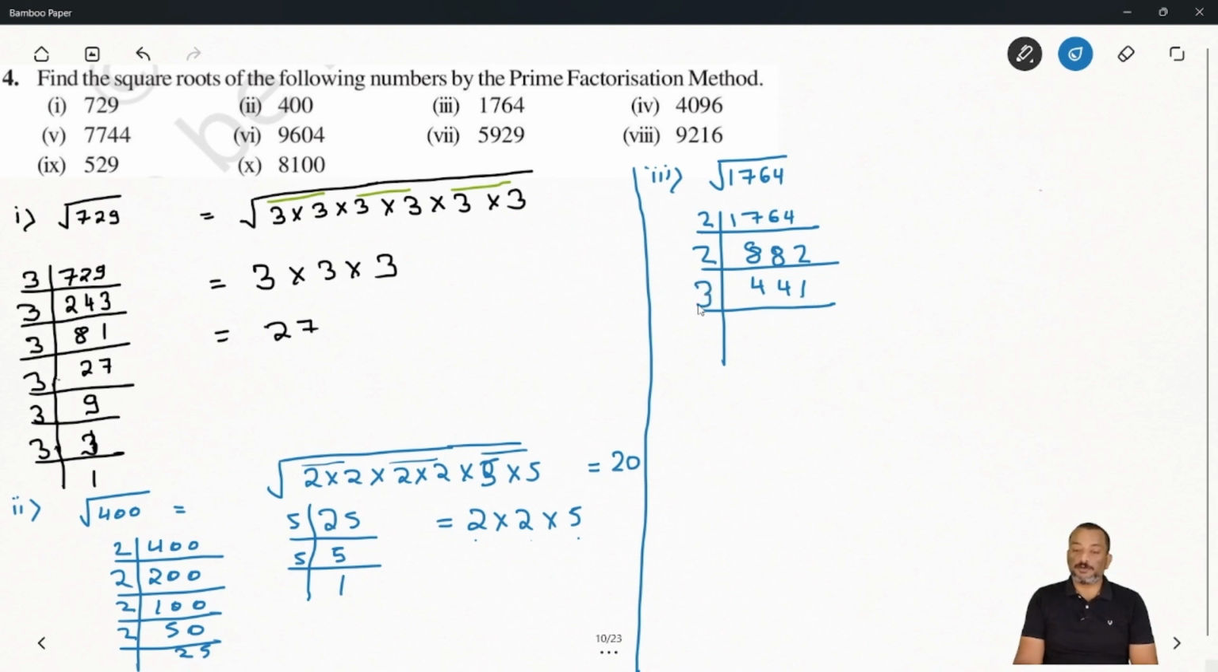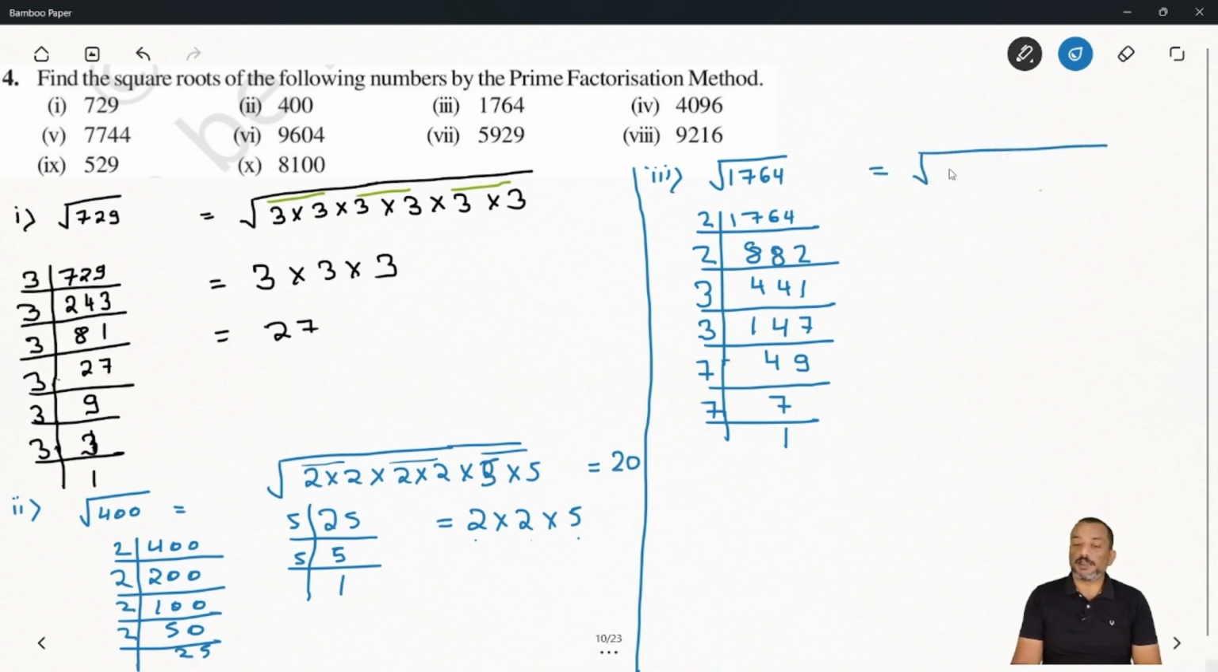Now try with 3. So if we go with 3, how much do you get? 147. Now again you can try with 3. So you will get 49. Now after that you can go with 7. So 7 times 7, and then 7 times 7 gives 1. So you can write here the factors are what? You can say the factors are 2 times 2, 3 times 3 and then 7 times 7.